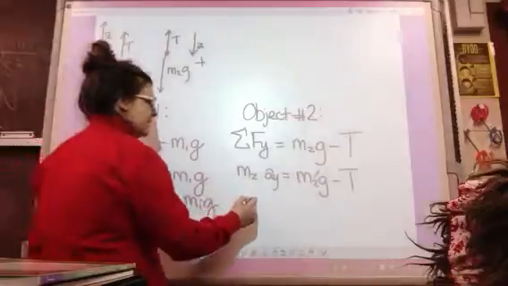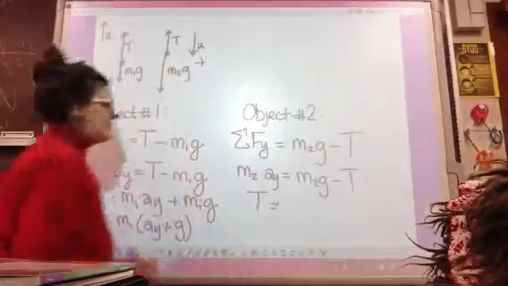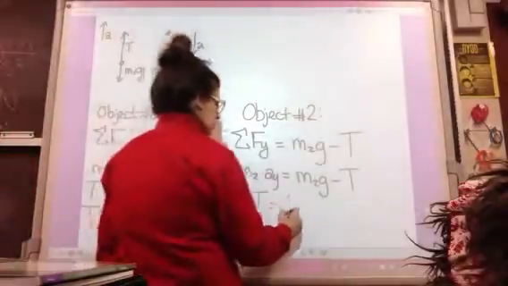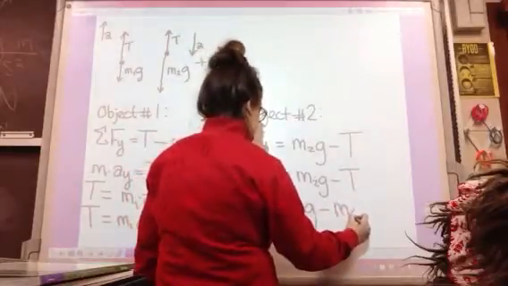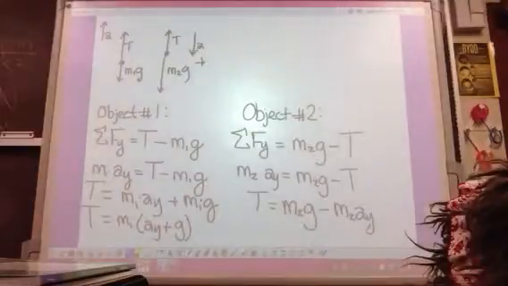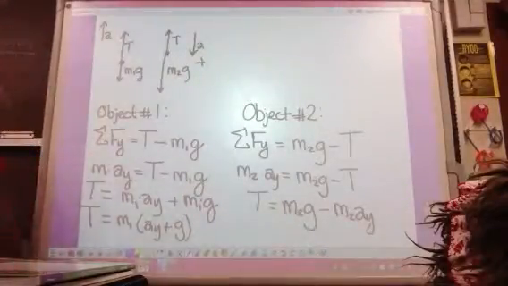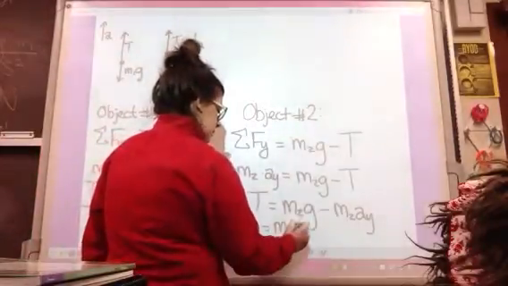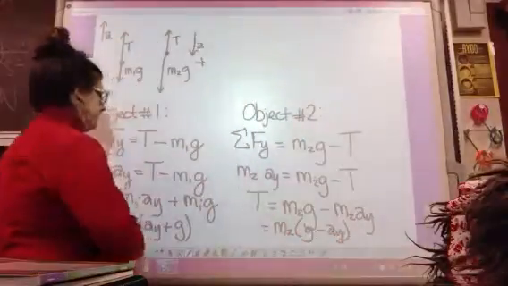I want to get tension by itself, so in this case, tension would equal m2g minus m2 times acceleration in the y direction, which would be m2g minus m2 ay.